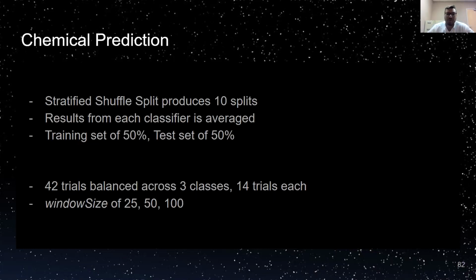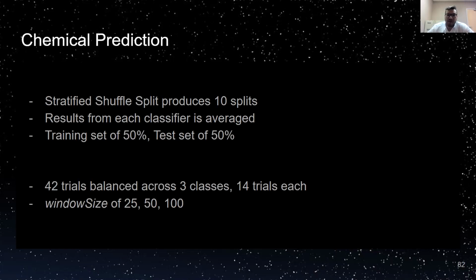Again, stratified shuffle split is used to split our data. We use a total of 10. The results of each classifier are averaged, so the results that I'll show in just a moment are all averaged between these 10 splits. We have a training set of 50% as well as a test set of 50%, so split right down the middle.